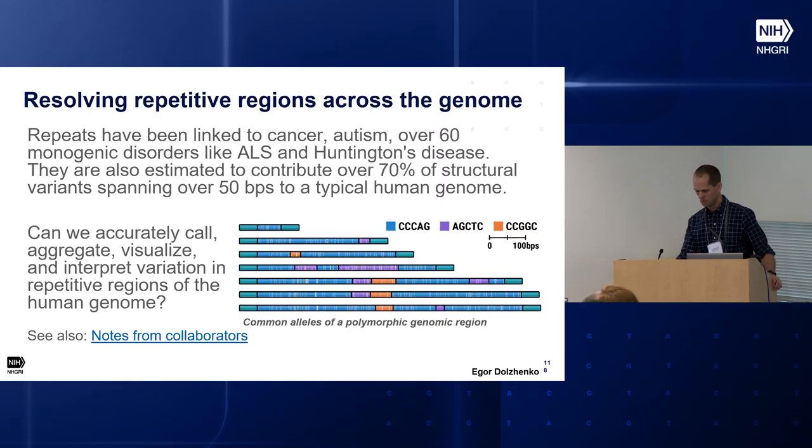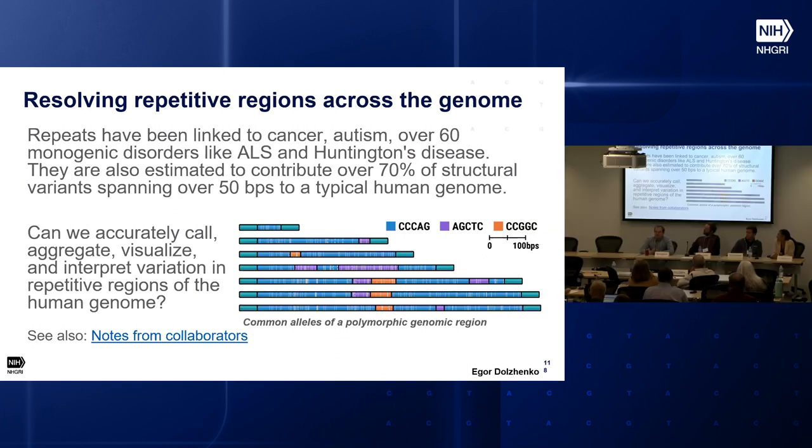Great. So my name is Igor Dolgenko and I work at PacBio. I'm a bioinformatician, and the primary focus of my work is on resolving repetitive regions of the human genome, and specifically I focus on tandem repeats. Of course, the reason why we care about repeats and tandem repeats specifically is that they've been linked to a bunch of different things, including basic gene expression changes, but also to cancer, recently to autism spectrum disorders, also to a growing list of diseases like amyotrophic lateral sclerosis, Huntington disease, Fragile X, and many ataxias, of course.